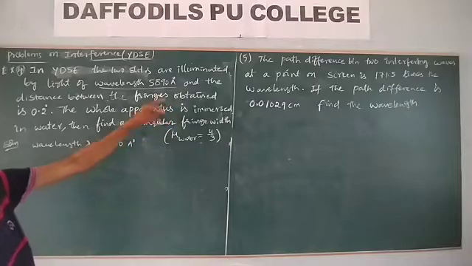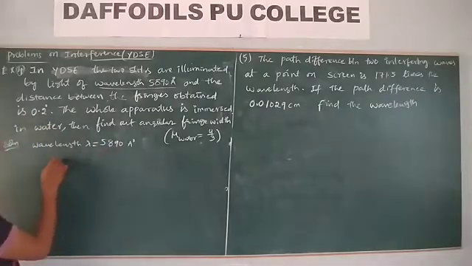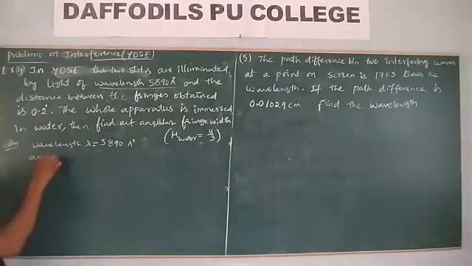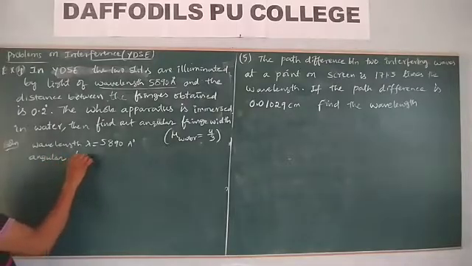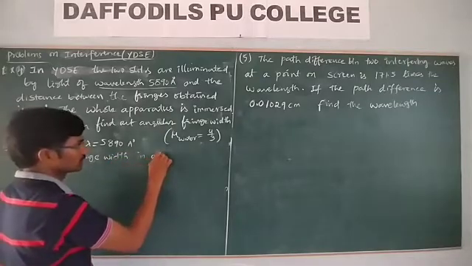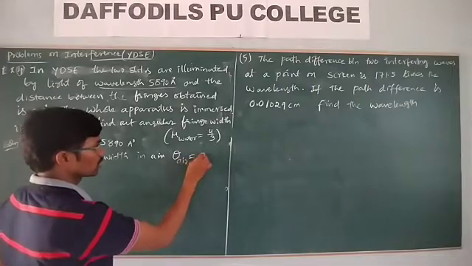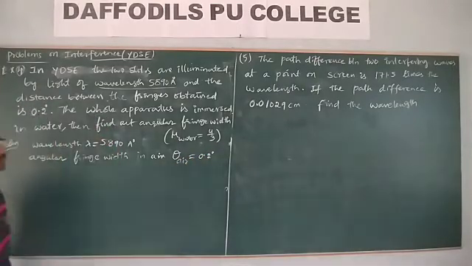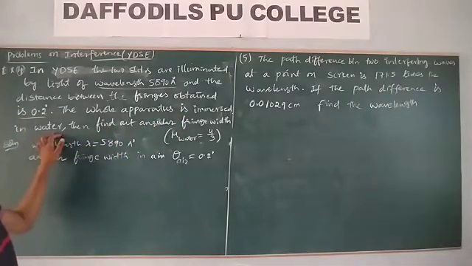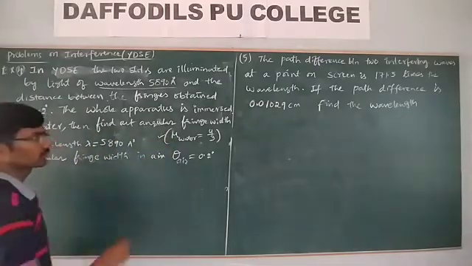And the distance between the fringes is 0.2 degree. So what is given? Angular fringe width is given. So let me take theta in air is equal to 0.2 degree. The whole apparatus is immersed in water. Then find out the angular fringe width in water, given the refractive index of water is 4 by 3.